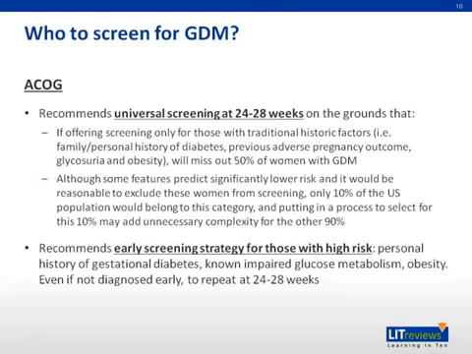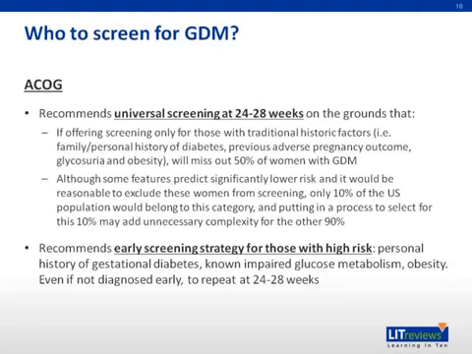Why is that so? Because they have found that in the past, if they only offer screening for those with risk factors, such as family or personal history of diabetes, previous adverse pregnancy outcomes, and so on, they will actually miss out half of the women with GDM. In other words, it's not a sensitive test. How about excluding some people? Is there any way?